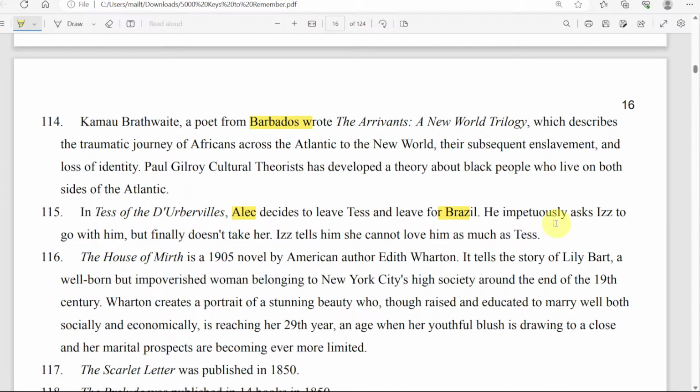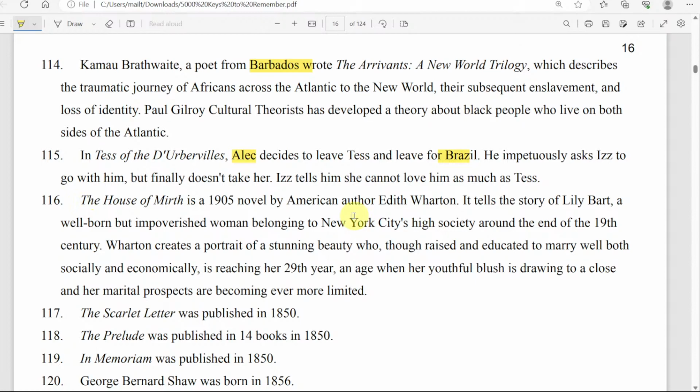And The House of Mirth is a novel by Edith Wharton, published in 1905, and it tells the story of Lily Bart. Remember the character Lily Bart, a well-born but impoverished woman belonging to New York City's high society around the end of the 19th century. Wharton creates a portrait of a stunning beauty who, though raised and educated to marry well both socially and economically, is reaching her 29th year, an age when her youthful blush is drawing to a close and her marital prospects are becoming ever more uncertain. So this is all the plot of The House of Mirth.